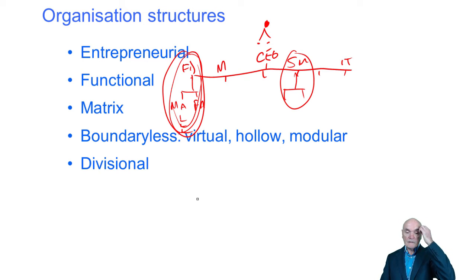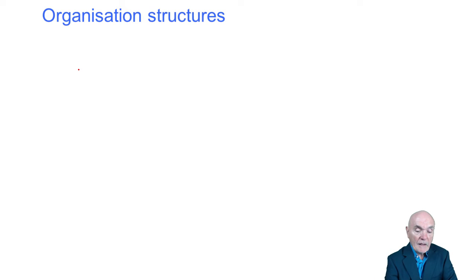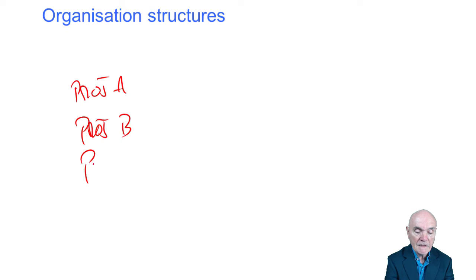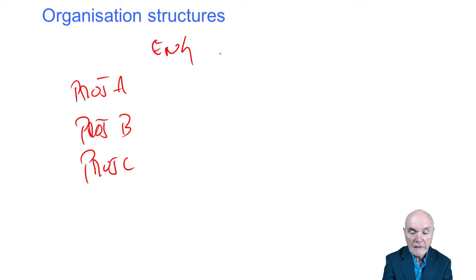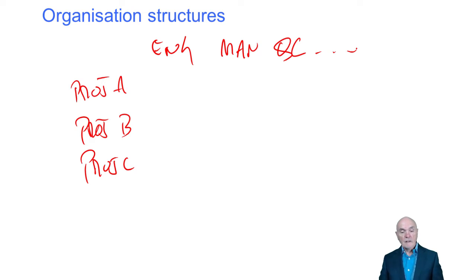Matrix organization, slightly different. We just draw one here. Matrix organization, a good way of thinking of it is you've got project A, project B, and project C. In each of these you've got a project manager who's responsible for bringing in the project on time and to budget. And then we have a number of functional people across here. We maybe have engineering, we have maybe manufacturing, maybe have quality control, and so on. So we've got project teams made up of a mixture of skills, people from each of these disciplines.